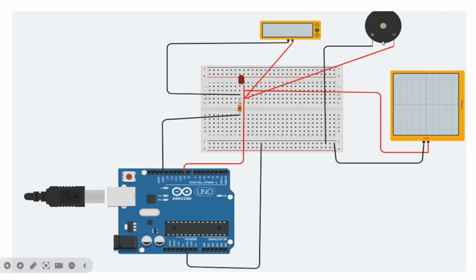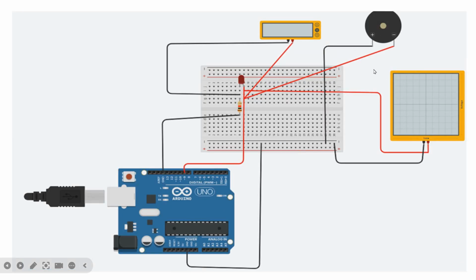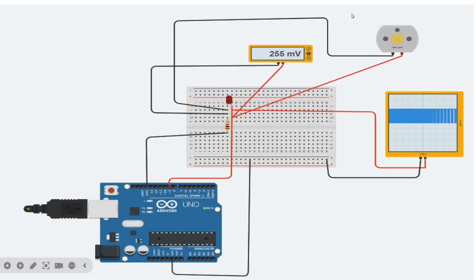So here I have connected a buzzer. In the previous one we connected only the LED, so we could observe only the change in brightness. Here we can hear the change in the sound as the duty cycle changes.